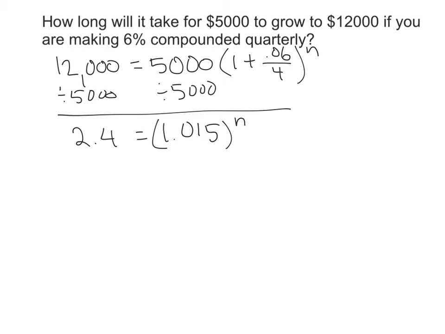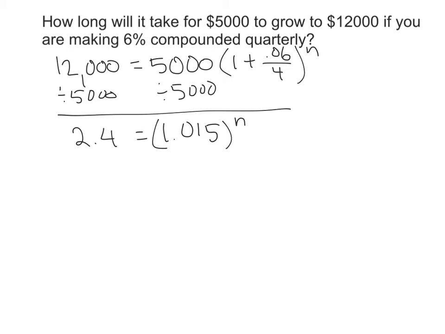Because it doesn't matter if you start with 5,000 and turn it into 12,000, or start with 10,000 and turn it into 24,000. It's still 2.4 times as big. So this multiplier is going to need to be 2.4 or bigger for that n to allow us to say, that's enough time for it to grow and reach or exceed 12,000.